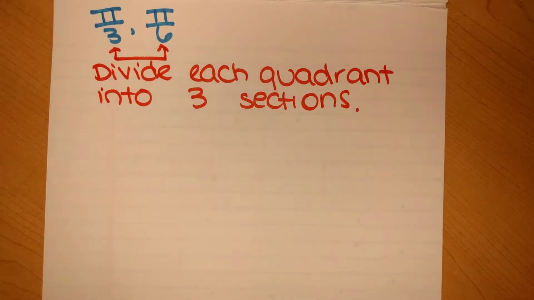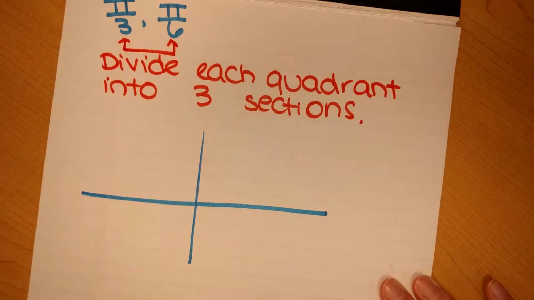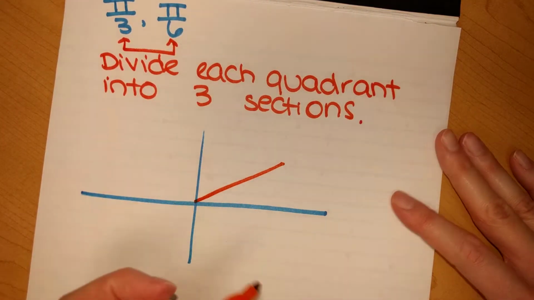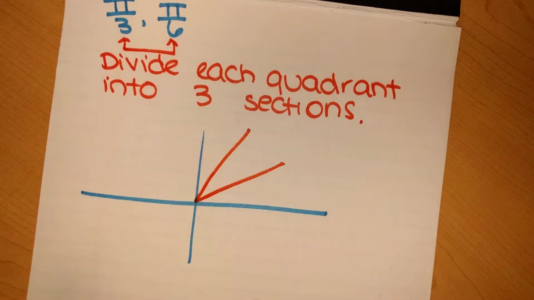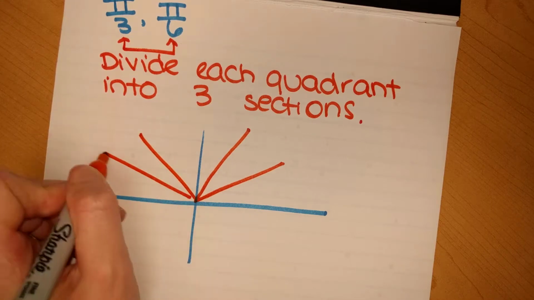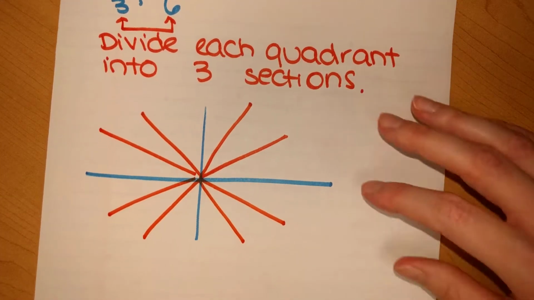Right, so anytime you have a pi over 6, pi over 3, so a 30, 60, or 90 degree angle, you can divide each quadrant into 3 sections. So what we will have here is, if we take our quadrants, we are going to have 3 sections. That would create 2 sections, and then we draw another line. So 2 lines basically, so 1, 2, 3 sections. Draw this guy into 3 sections, this guy into 3 sections, this one into 3 sections.